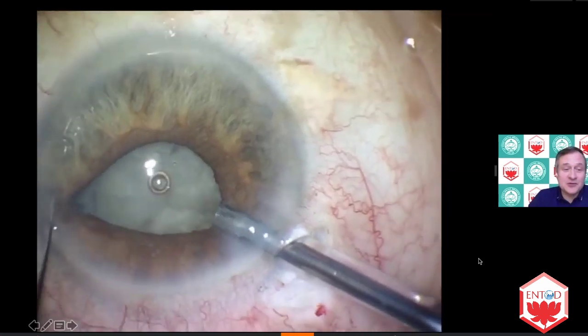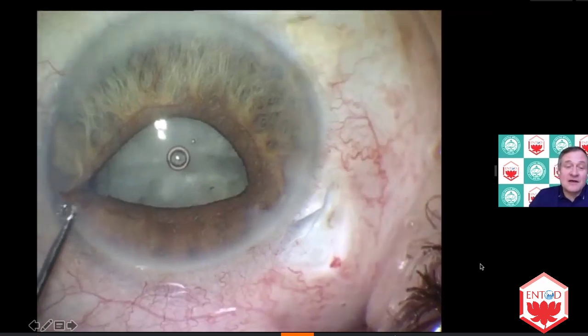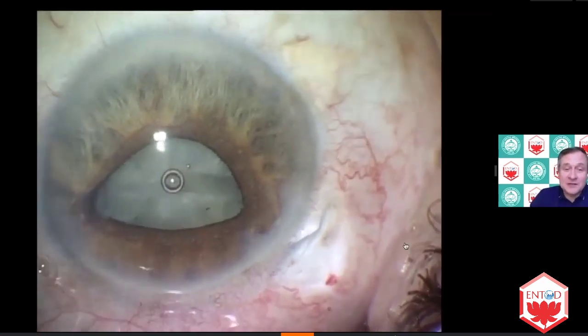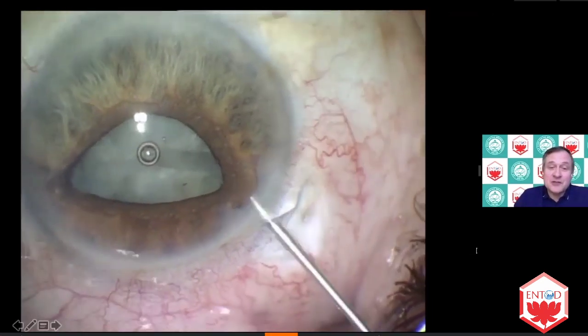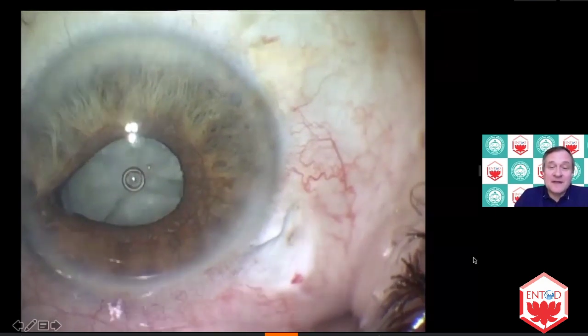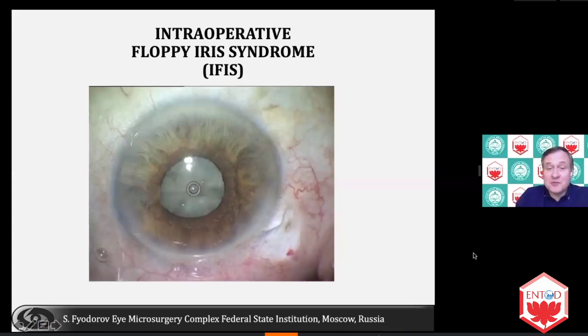And of course, you need to stop and do something because it's not a good idea to continue the surgery as it is. So it's now injection of OVD being done, and we see that after that, the pupil is relatively small, about 3.5 millimeters to 4 millimeters in diameter.